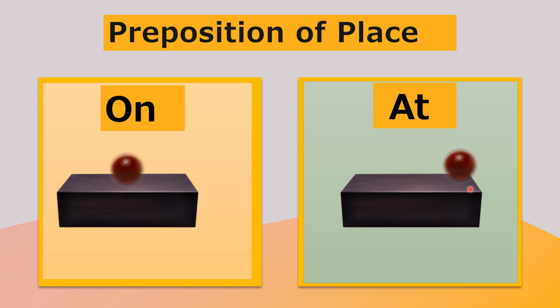So we will say the ball is kept at the corner of the box. When we talk about a place which is a specified place of some big place, then we use at. The surface of the box is a big place, whereas the corner of the box is a specified place of that big place. So we will use at. Meet me at the mall. We can use at in the same way.